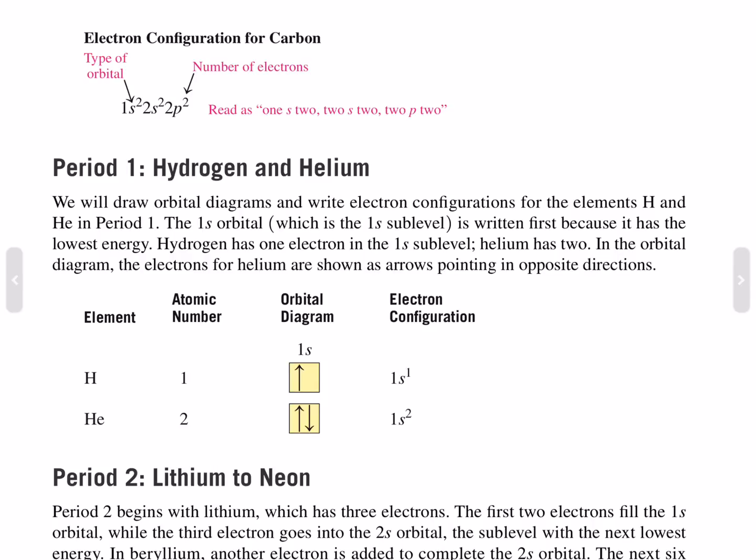Period 1. Hydrogen and helium. We will draw orbital diagrams to write electron configurations for the elements hydrogen and helium in period 1. The 1s orbital, which is the 1s sublevel, is written first because it is the lowest energy. Hydrogen has 1 electron in the 1s sublevel, helium has 2. In the orbital diagram, the electrons for helium are shown as arrows pointing in opposite directions.